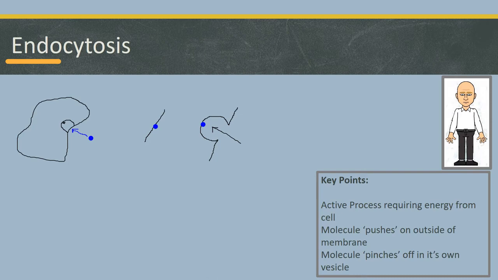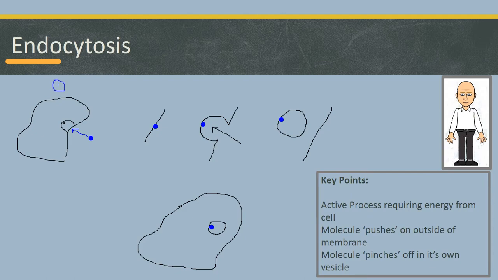And what happens is this molecule pinches in and is trapped inside a bubble of the cell membrane itself. So if we looked at the cell membrane as a whole, we would see that that molecule has ended up in its own bubble of cell membrane. So we've gone from stage 1 up here to the end stage, let's call it stage 4.